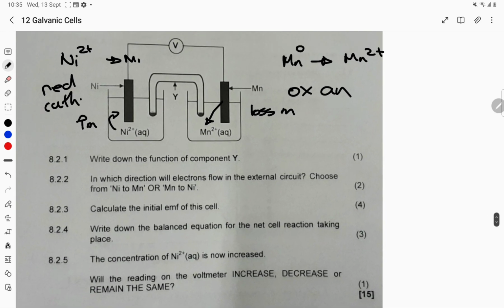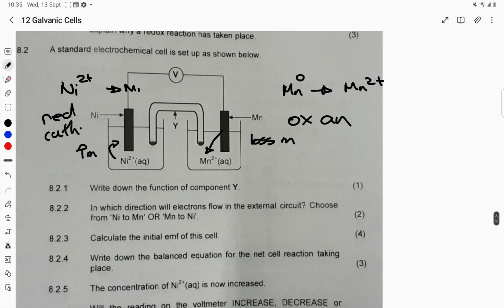So 8.2.1, write down the function of component Y. Y is our salt bridge. So we just write down that it completes the circuit. Or you can say it allows ion movement, a path for ions, to ensure electrical neutrality in the cells. All right, easy peasy, yeah.